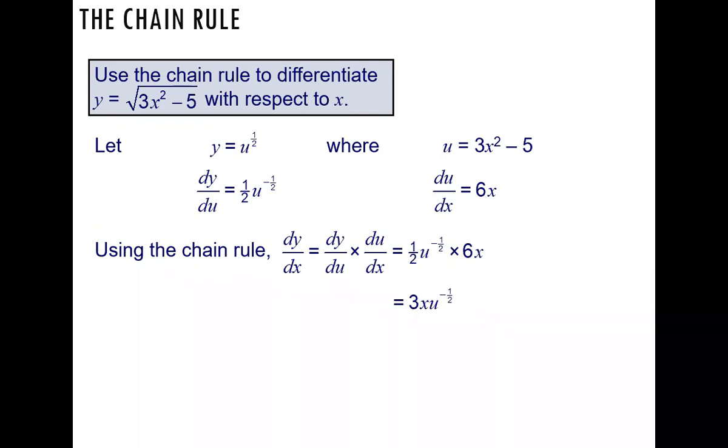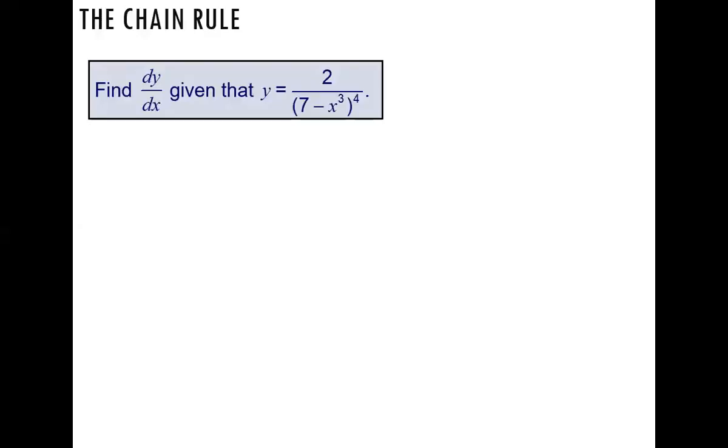And that simplifies into what? 3x u raised to the power negative half. Okay, put back your u into the equation there, and then you get this, which will simplify into 3x over the square root of 3x squared minus 5. Very similar to what we just looked at. Good. So that brings us to the end of chain rule as well. More examples on chain rule. Let's look at this also.